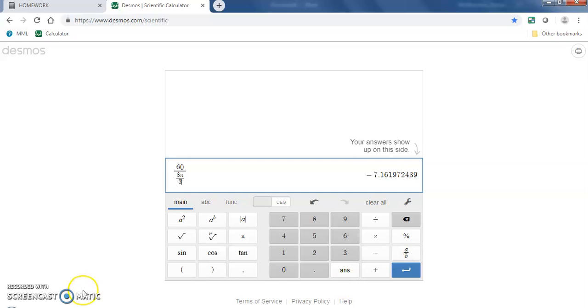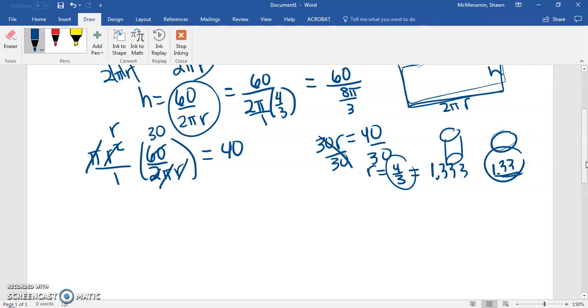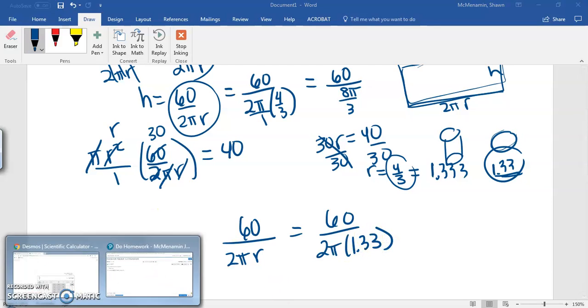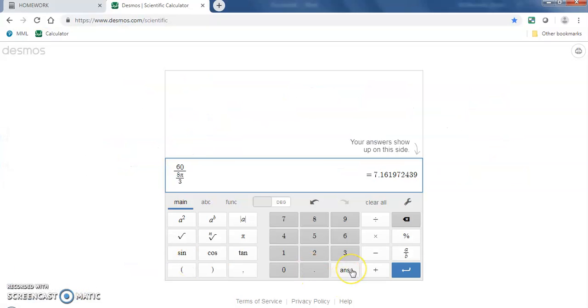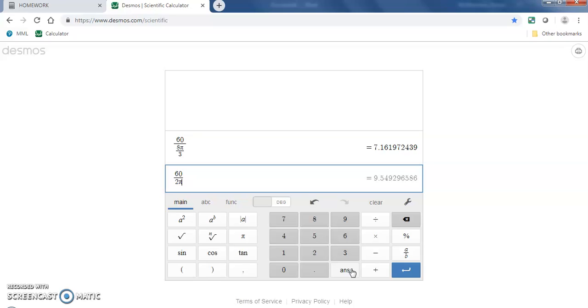The one that my math lab actually wants is for you to use the estimation, actually. So I would accept both answers. So 60 over 2 pi r, 60 divided by 2 pi, and then r is 1.33. So we can put this in our calculator. We get 60 divided by 2 pi times 1.33. So you can also use this, 7.18.